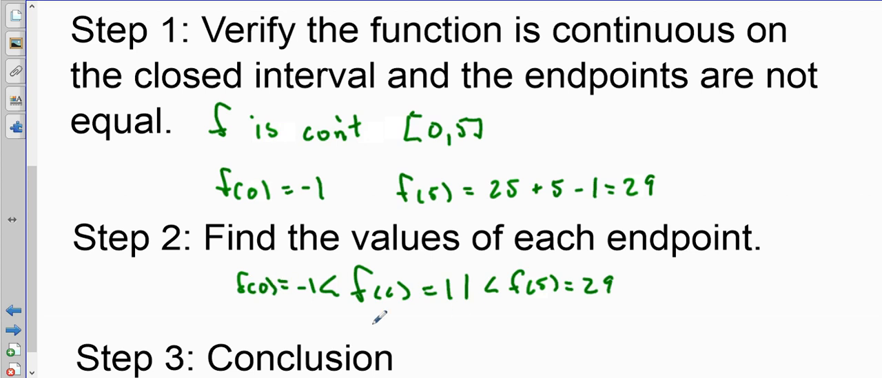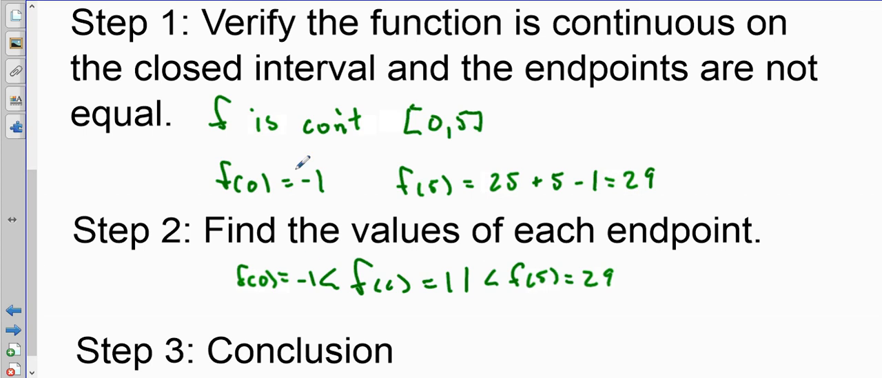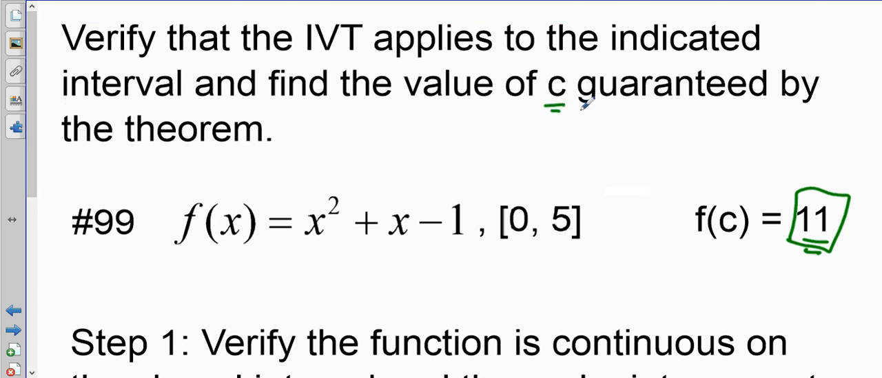There are such values. Now, in our conclusion, we have just verified the intermediate value theorem works by stating it's continuous. We found these values, and we found that f of c, which is equal to 11, is between these values. So we know there is a c value. The next thing is to find the conclusion. In this case, we want to find the c value to guarantee this.